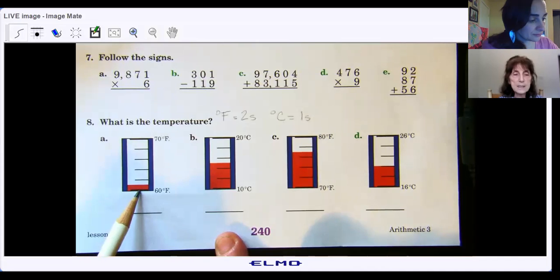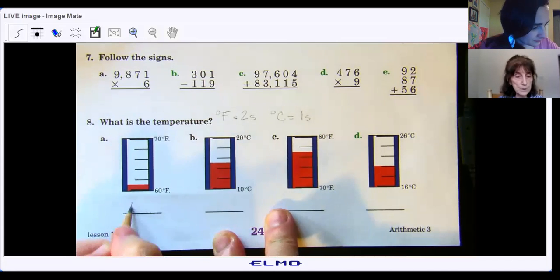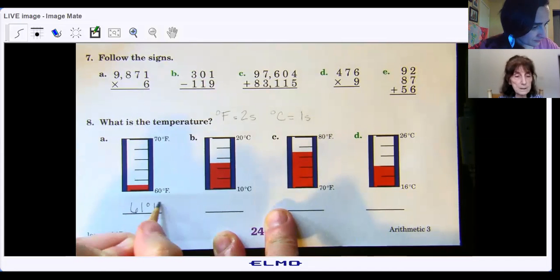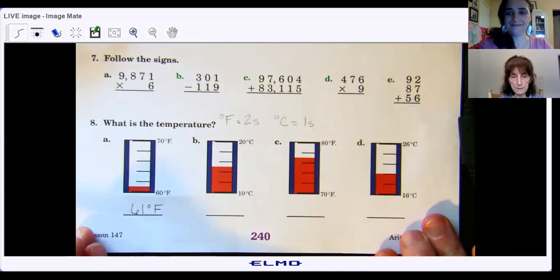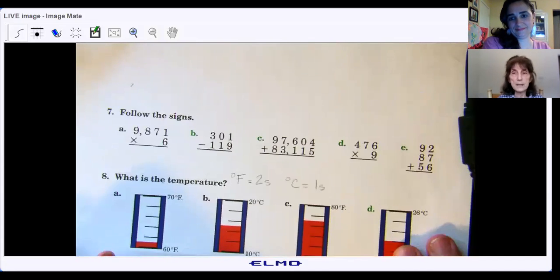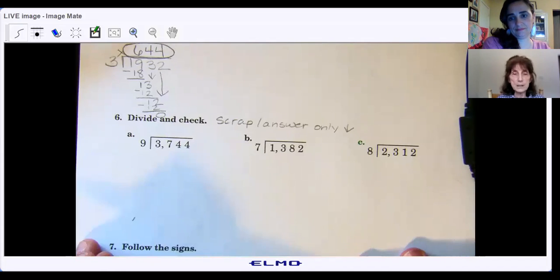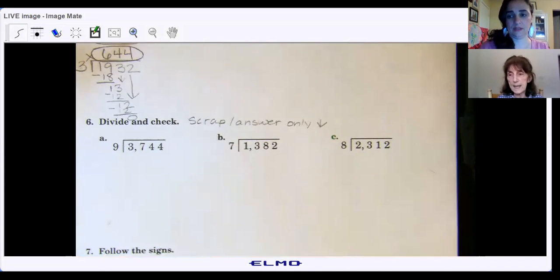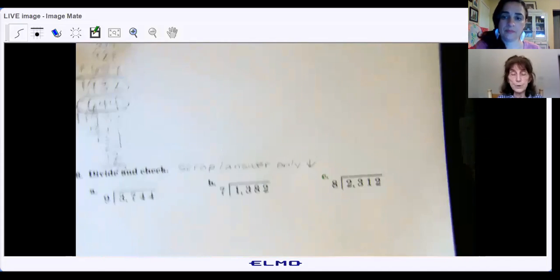60, 62 is the next line. So what is in between 60 and 62? 61. So 61 degrees Fahrenheit. All right, you got that one, freebie. All right, the next you're going to do on your own. Okay, boys and girls, it was great seeing you today, and we'll get checked on Wednesday, the 29th.